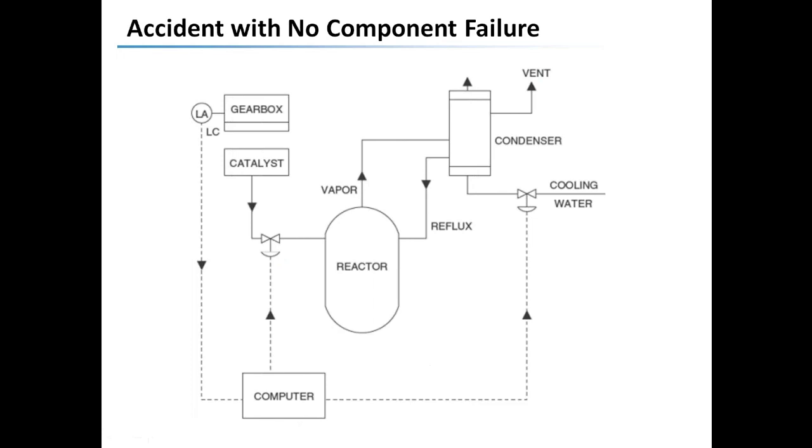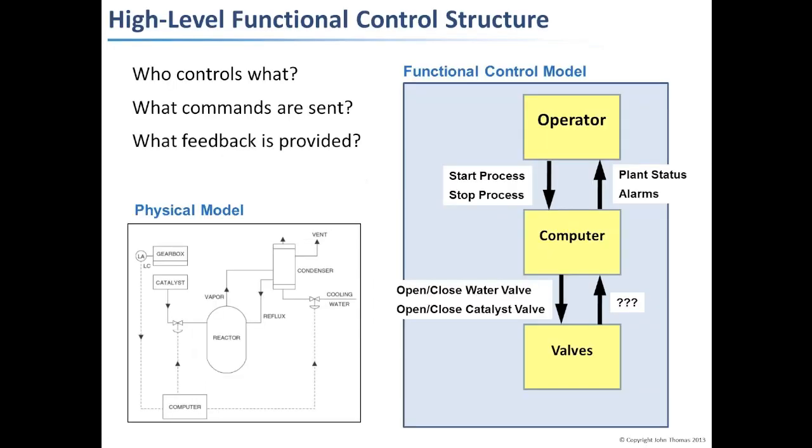This is the classic kind of problem we're having with software and accidents. It's a fairly simple system, easy to describe. So we start by generating a functional control model. The operator controls the computer, which controls the valves, and we have some control actions: start process, stop process, open and close the water valve, open and close the catalyst valve for the computer. Excuse me, we have some feedback.